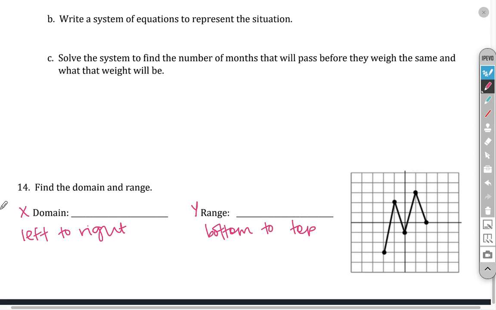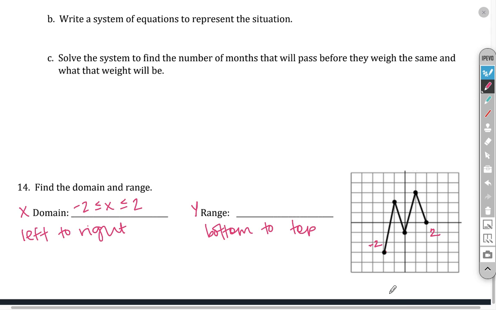Right, so domain, our first x value. When you come from left to right, it's right here. So this is -2. And our last x value is right here, which is +2. So we write this the same way. We've got -2 less than or equal to x less than or equal to 2.